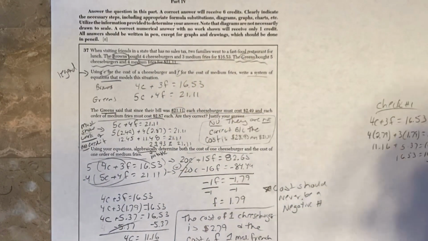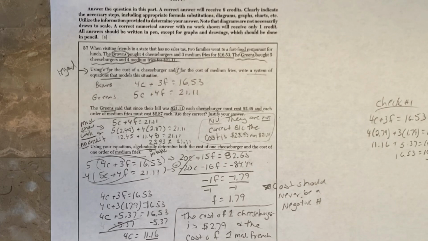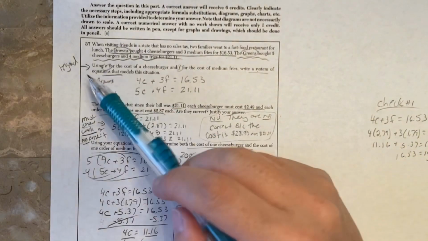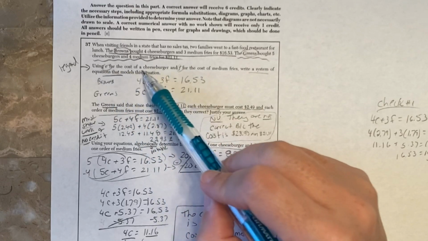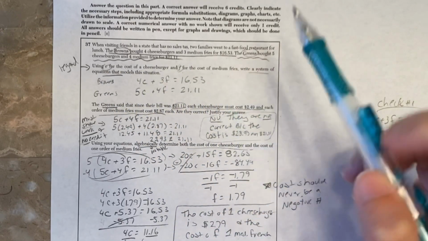Now, if you notice, it's going to be systems. That's what I've been saying. Usually the last question, number 37, is going to be systems. Like 95% of the time, it's either systems algebraically or systems graphically. Like only 5% of the time is it anything else. So, okay, using C for the cost of a cheeseburger and F for the cost of a medium fry. So you have to use those letters.